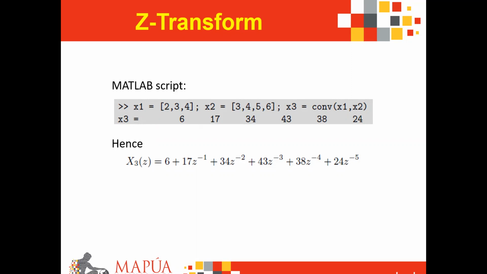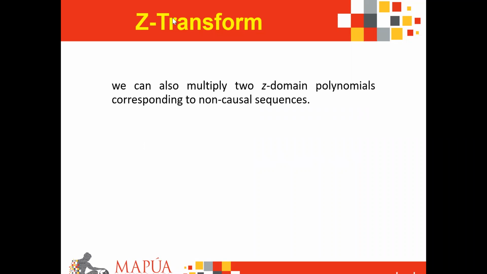In the previous activity, I think it's activity 4, there is a convolution process you could do using the MATLAB script. Actually, this is faster if you do this. You just need to know how to interpret these output values. Automatically, that is n equal to 0. You could also multiply two z-domain polynomials even if they are non-causal sequences. This one is non-causal, it's on the left side, that's why it's called non-causal.